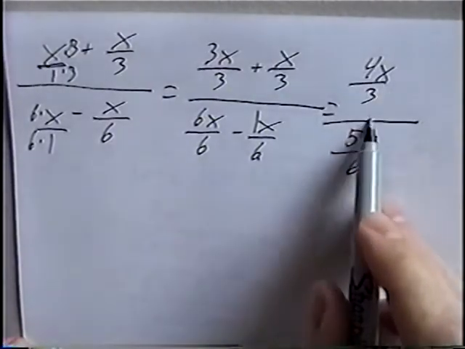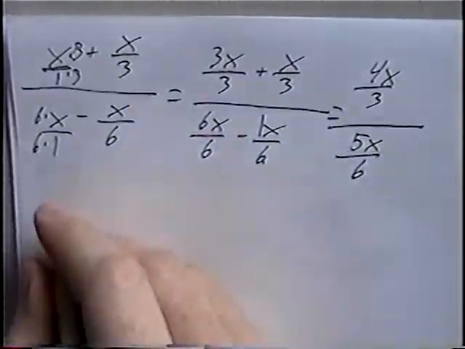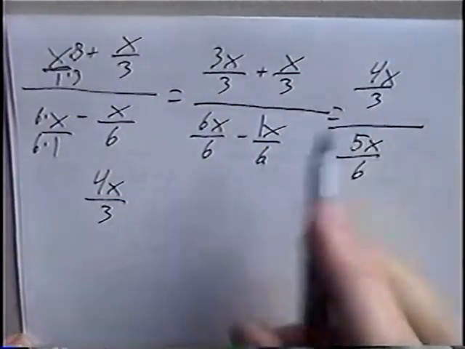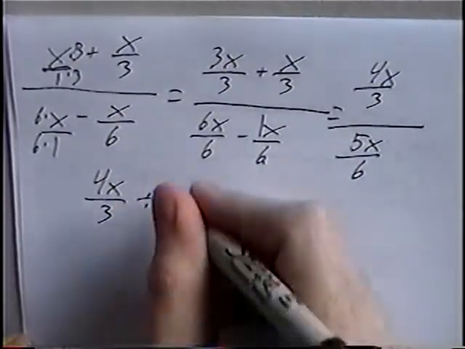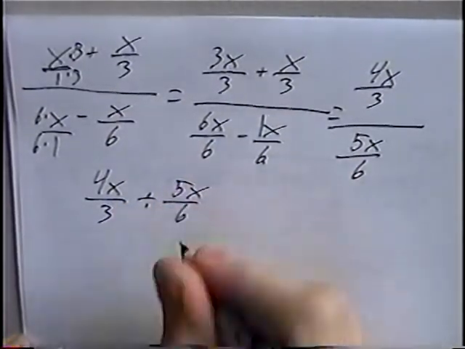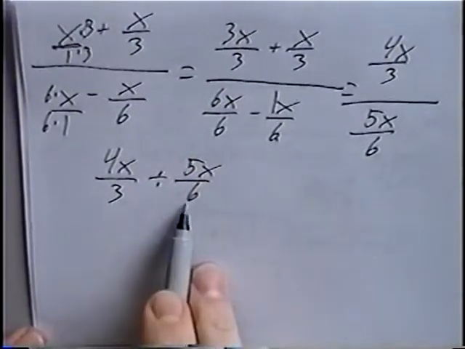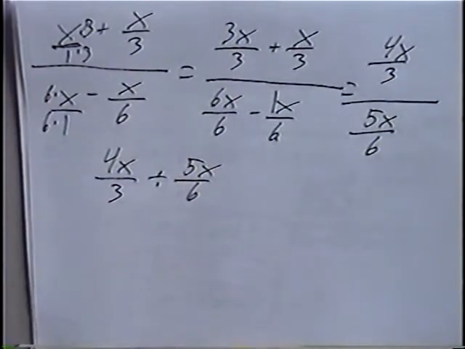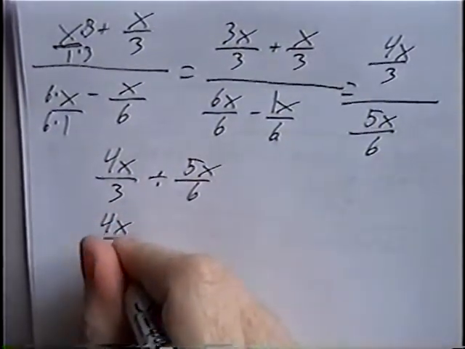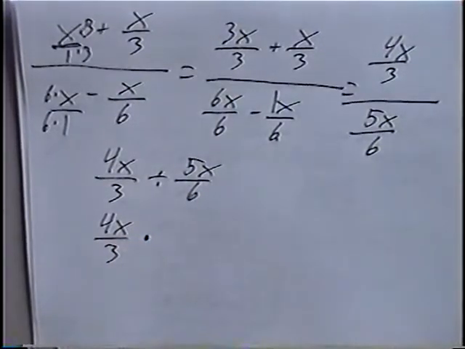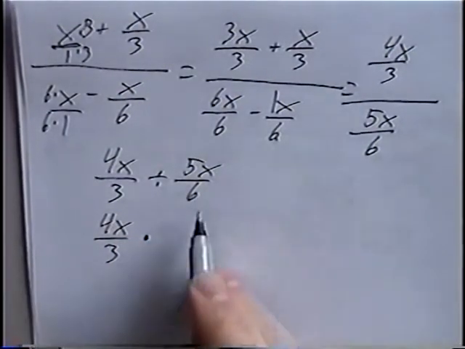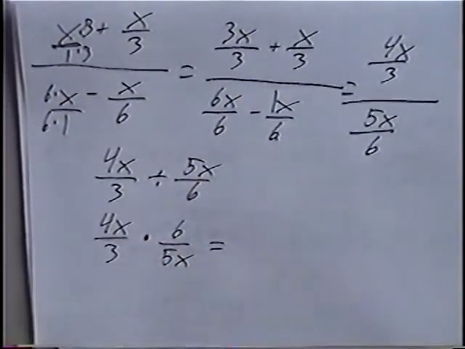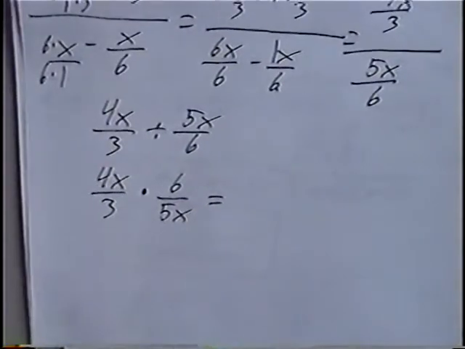Now we have a fraction divided by a fraction. If we rewrite the problem, 4x divided by 3, instead of a fraction line, you can put a division sign, 5x over 6. And now it looks similar to a problem that we did in a previous section, where you can multiply by the reciprocal. 4x over 3 would stay the same. Division changes to multiplication. And again, do the reciprocal of the second fraction by flipping it over. And then you can multiply straight across to get your answer.